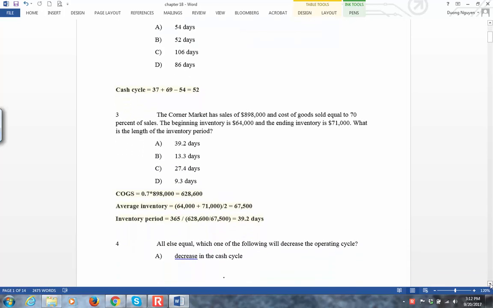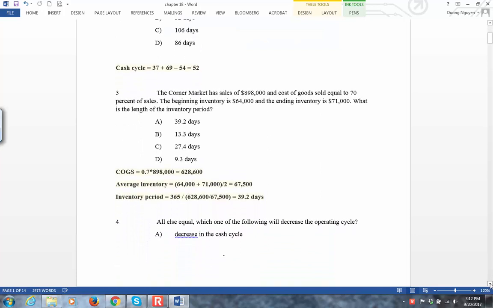Question number 3. The corner market has sales of 898,000. Cost of goods sold equal to 70% of sales. Beginning inventory is 64,000. Ending inventory is 71,000. What is the inventory period? Our inventory period is equal to 365.